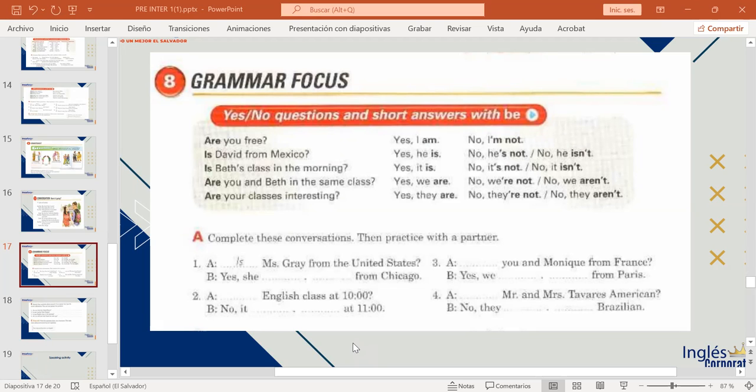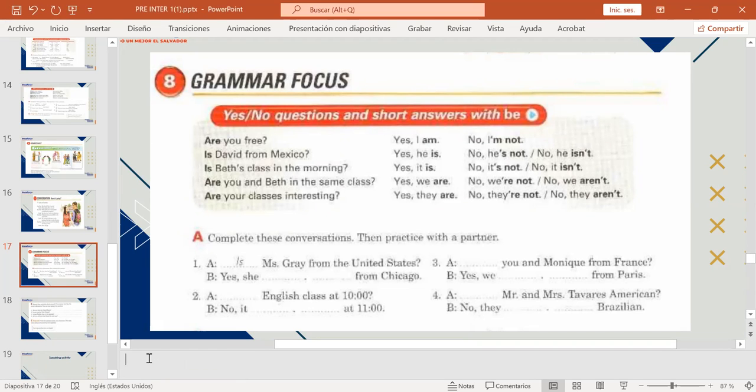Done. Okay, thank you. Let's check. Number two. Is your English class at 10? No, it isn't. At 11. You can say no, it isn't, or no, it's not. Either way is okay.